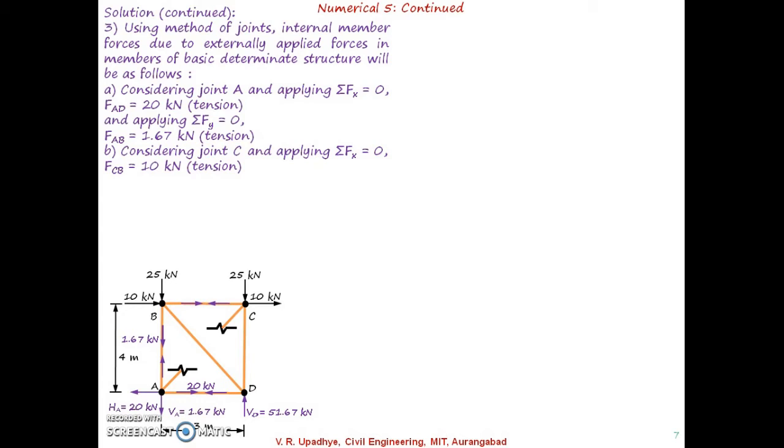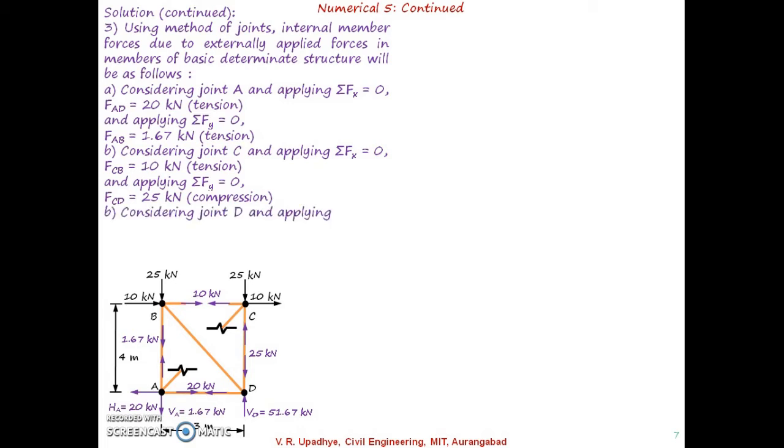As well, if we apply summation Fy equal to 0 at joint C, then there is a 25 kilonewton downward force, and then the internally developing force in member CD at joint C must be upward, and that must also be 25 kilonewton for equilibrium at joint C. So if we consider that summation Fy equal to 0, then FCD becomes 25 kilonewton, and as it is upward, that gives compression.